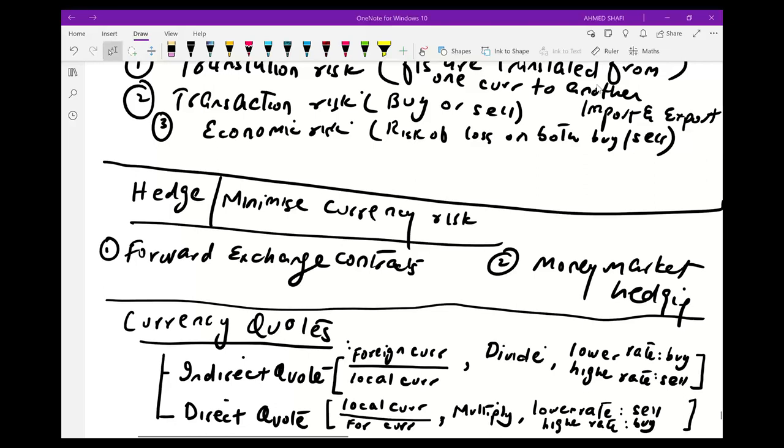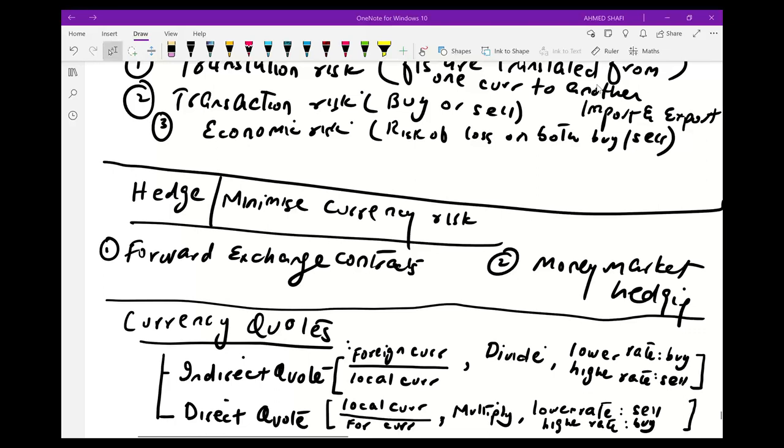You will be provided the currency information as well, else you cannot solve the question. So the only thing you have to capture is direct quote or indirect quote. Once you capture the quote, if it's an indirect quote, you divide. If it's a direct quote, you multiply. The important thing is to capture quotes.